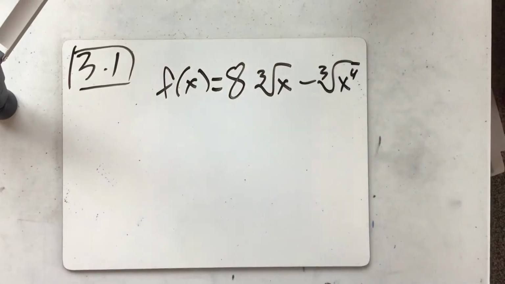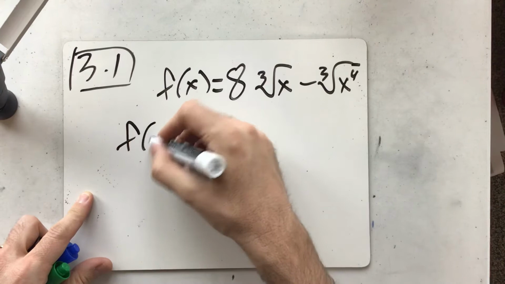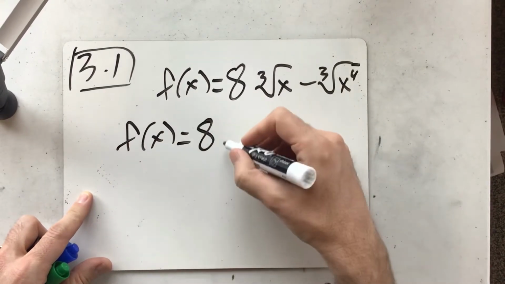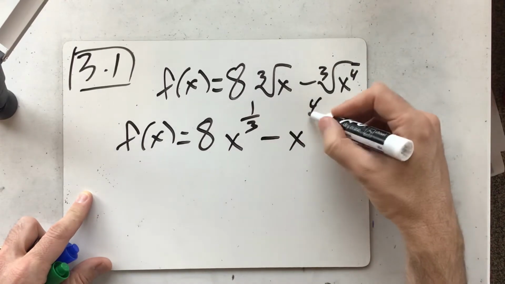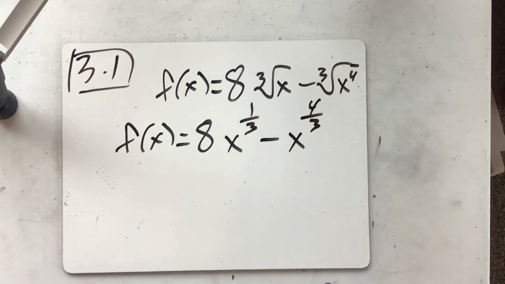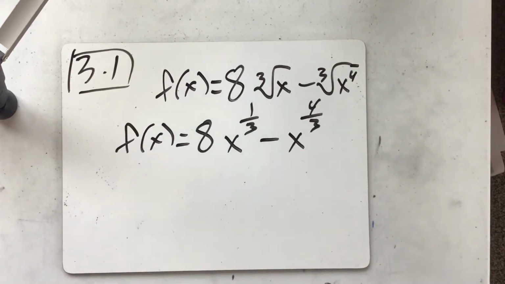All right, so this one is f of x equals 8 times the cube root of x minus the cube root of x to the fourth. The first thing I want to point out is that I would not write this function like this to try to find the derivative. I would write it as 8x to the 1/3 minus x to the 4/3. I do this just because these powers are so much easier to work with. Once I have this, I'm ready to start attacking my problem, and I will attack it by taking the derivative.